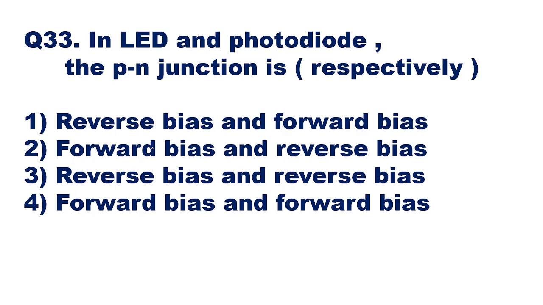And in case of photodiode, it is going to convert light energy into electrical energy. So in that case, the photodiode should be reverse biased. The width of the depletion layer can be used for the conversion of light into electricity. So here LED should be forward biased and photodiode should be reverse biased. Of the 4 options, the second option gives forward bias for LED and reverse bias for photodiode. So this option is the correct option for this question. So in LED and photodiode, the PN junction is forward biased in LED and reverse biased for photodiode. Then we'll go to the next question.